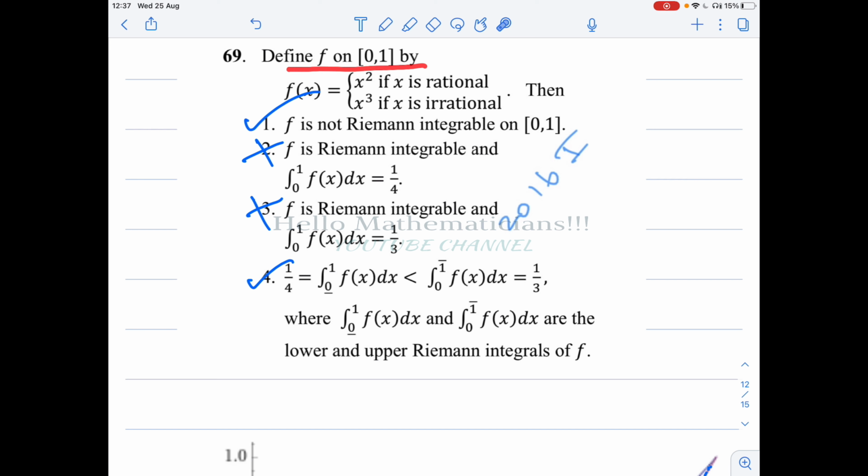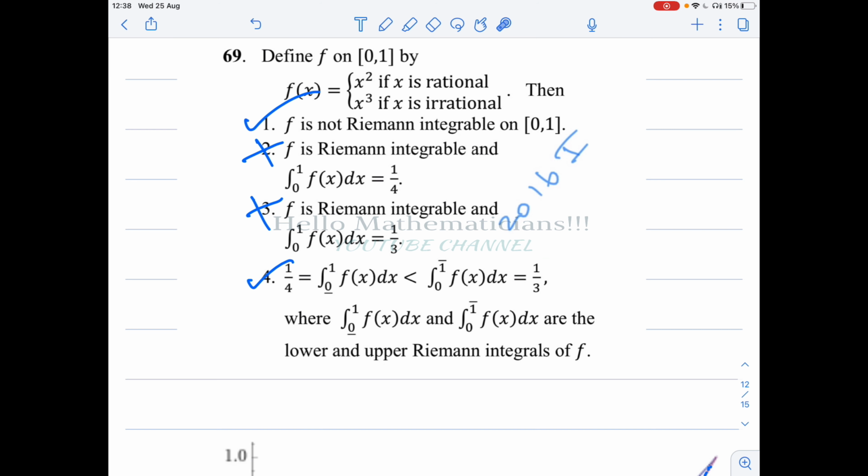Define f on the closed interval [0, 1] by f of x equal to x square if x is rational and x cube if x is irrational. Then the given options are: f is not Riemann integrable; f is Riemann integrable and the integral from 0 to 1 of f of x dx equals 1 by 4; f is Riemann integrable and the integral from 0 to 1 of f of x dx equals 1 by 3; and the fourth option is the lower Riemann integral of f is 1 by 4 and the upper Riemann integral of f is 1 by 3. Okay. So which of the following options are true?